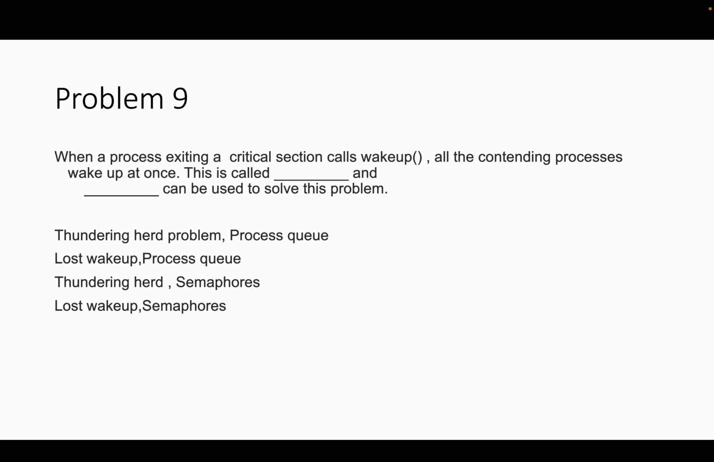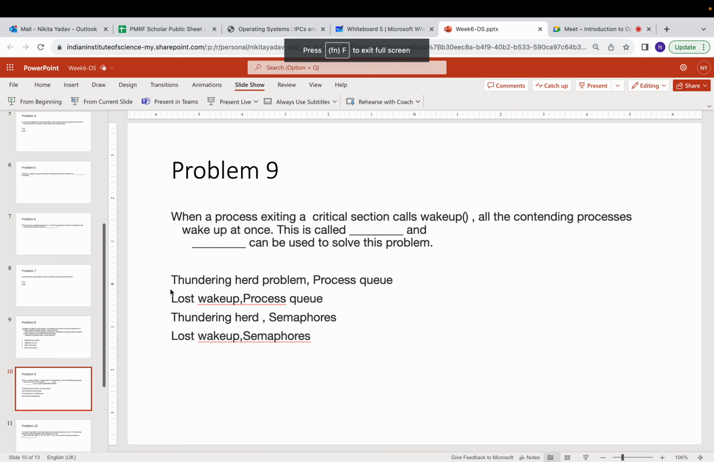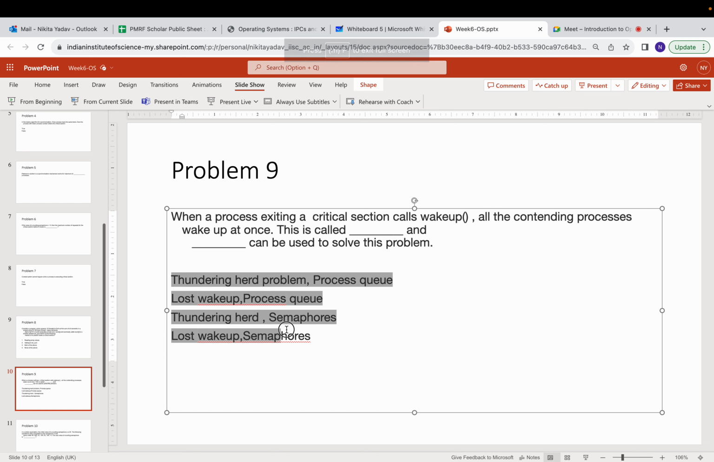When a process exiting a critical section calls wake up, all the contending processes wake up at once. This is called dash, and dash can be used to solve this problem. There are four options here. First is thundering herd problem and process queue, second is lost wake up and process queue, third is thundering herd and semaphores, and fourth is lost wake up and semaphores. Which of the following options is correct? I'll number them so that you can answer 1, 2, 3.